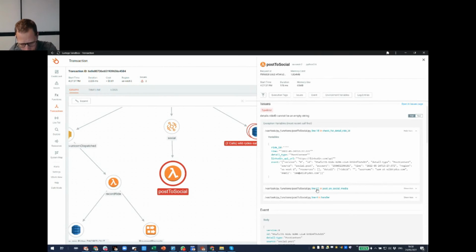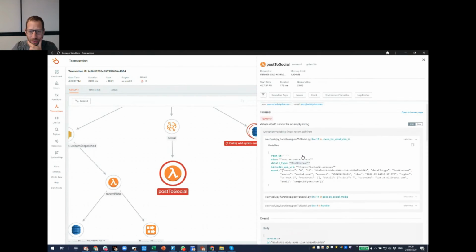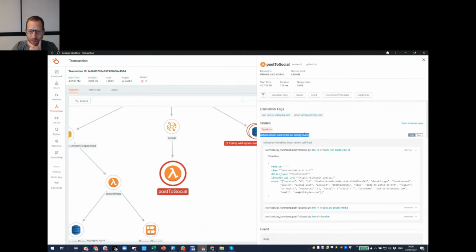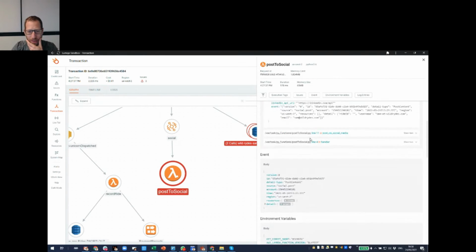So just to take a quick look at what we have over here, you can see details.writeID cannot be an empty string. That's the exception. If we look at the event that triggered the Lambda, you can see that details.writeID is indeed empty. Now I would think about looking at the code of the Lambda, but just by seeing that writeID is empty in the input, that tells me don't spend your time on this Lambda, go upstream. Try to understand why this is empty.